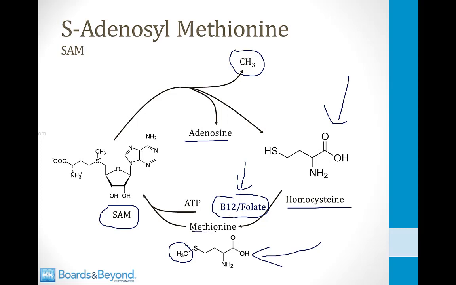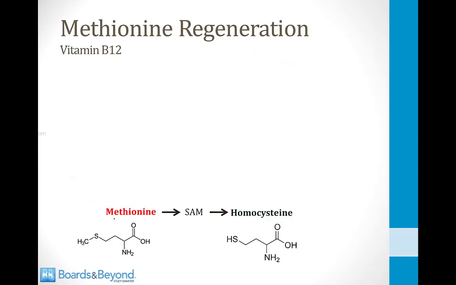Once you have regenerated methionine, that can be converted back into S-adenosylmethionine, and thus this pathway continues so that cells have a pool of SAM always available to donate methyl groups to other structures. So just to summarize, from methionine you can generate SAM, and when SAM donates a methyl group, that yields a molecule of homocysteine. So you need to regenerate methionine in order to have a ready pool of SAM available to continue donating methyl groups to other structures.